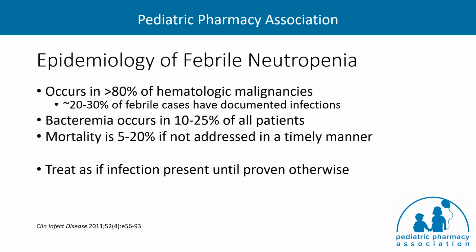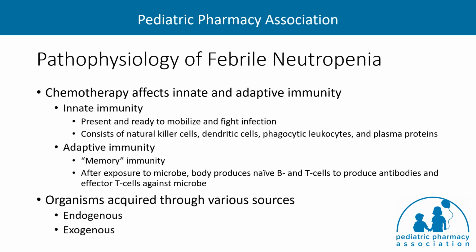Again, if an oncology patient presents with a fever and is neutropenic, you must treat as an infection until it's proven otherwise. How does febrile neutropenia occur in the pediatric oncology patient? As a reminder, chemotherapy affects both innate and adaptive immunity. And innate immunity allows cells to be present and ready to mobilize and fight infections. These consist of natural killer cells, dendritic cells, phagocytic leukocytes, and plasma proteins.